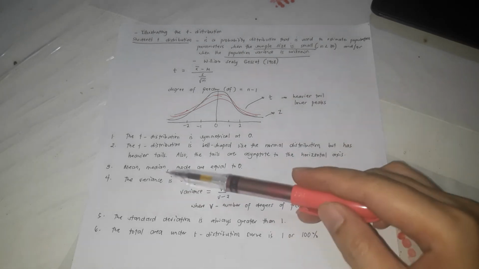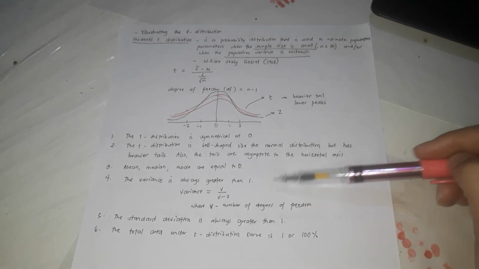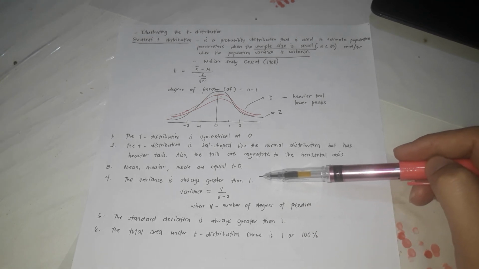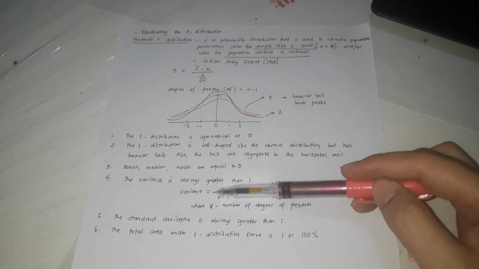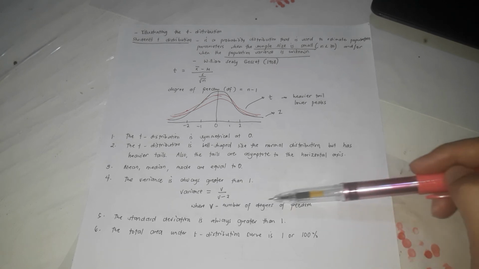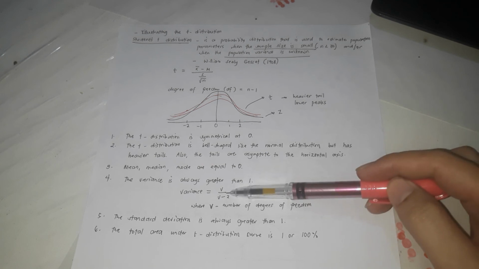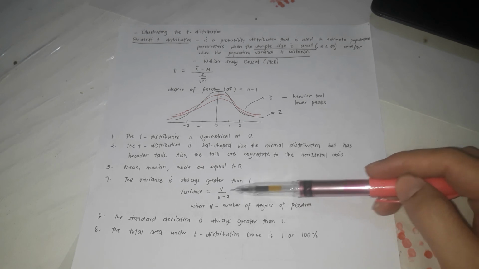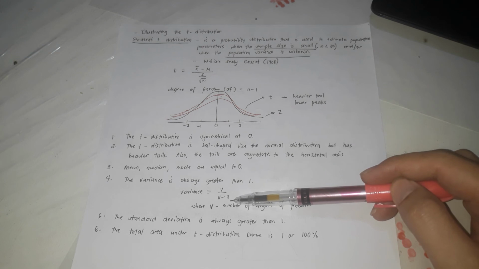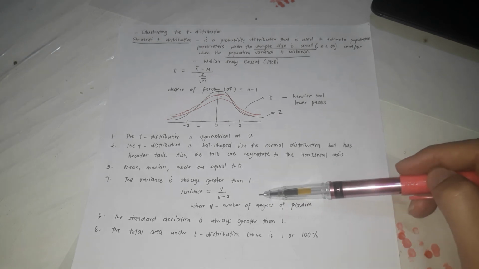So, the mean, median, mode are equal to 0. The variance is always greater than 1, where the formula is v over v minus 2, where v is the number of degrees of freedom. So, if 10 ang degrees of freedom, so 10 over 10 minus 2, which is 8. So, 10 divided by 8, which is 1 point something.